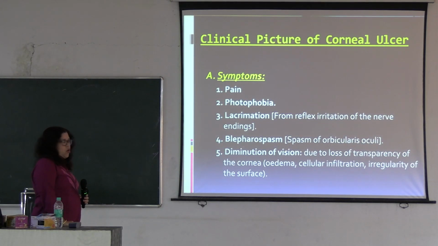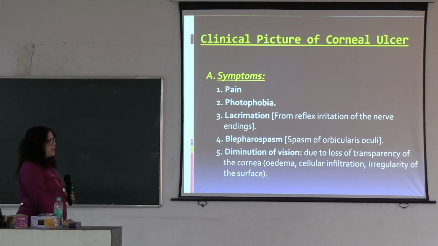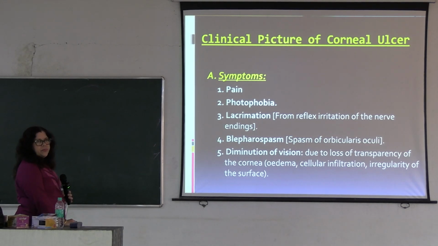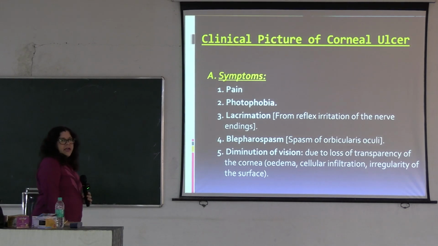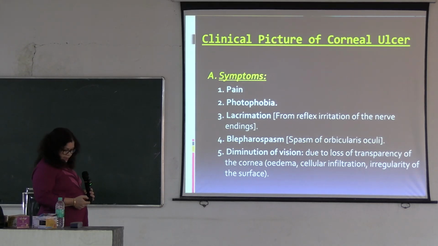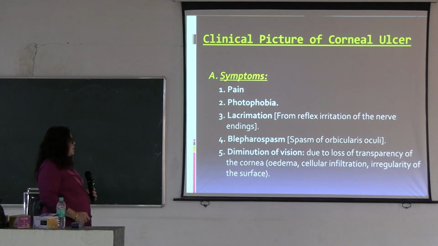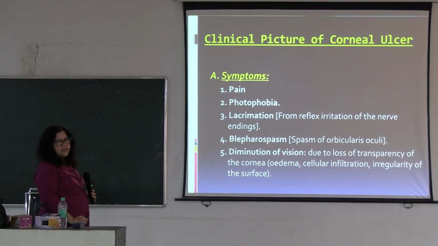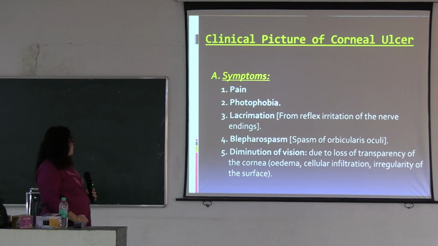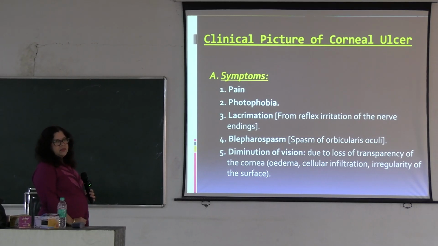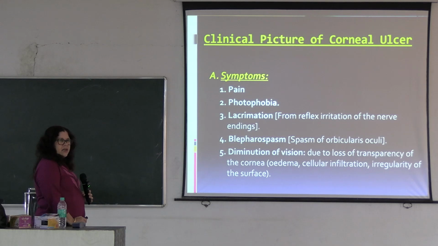Then the clinical features of corneal ulcer. First, every corneal ulcer patient has pain. Second is photophobia. What is photophobia? Intolerance of light. And lacrimation. Lacrimation is due to irritation of the nerve endings, causing watering. And blepharospasm. What is blepharospasm? Spasm of the orbicularis muscles. There is inability to open the eye, and it is swollen and painful. That is called blepharospasm.